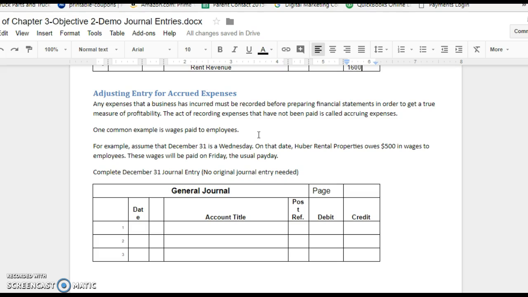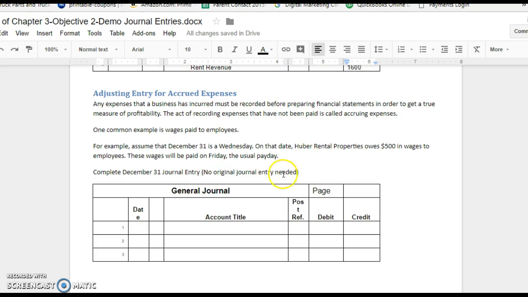So if your employees work December 31st, they don't get paid on December 31st, so you owe them money. On that date, Huber Rental Properties owes $500 in wages to its employees. These wages will be paid on Friday, the usual payday.